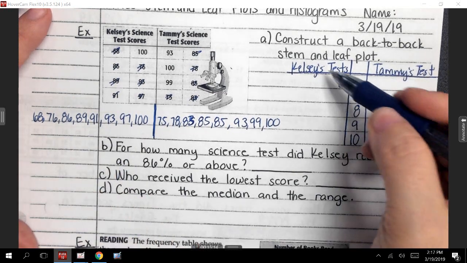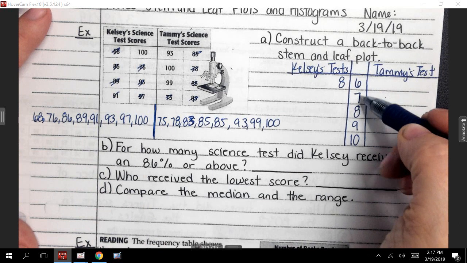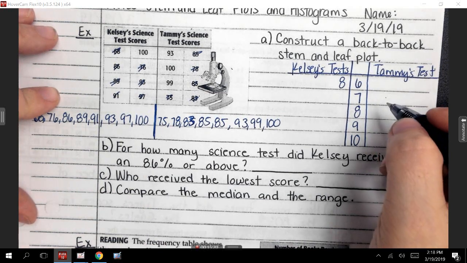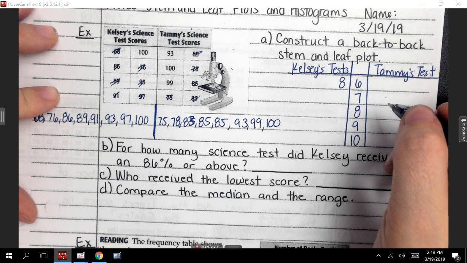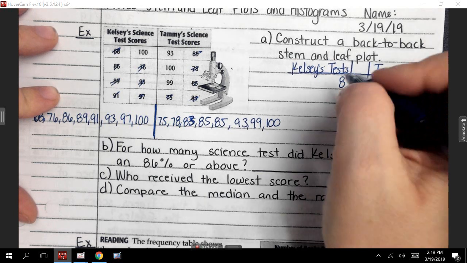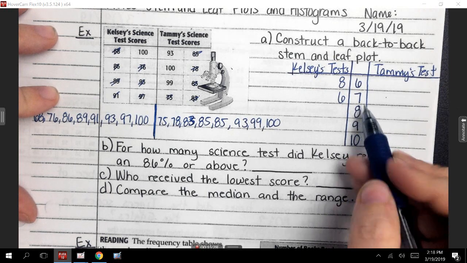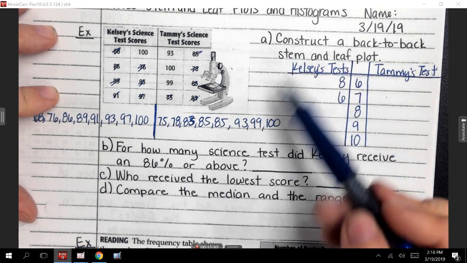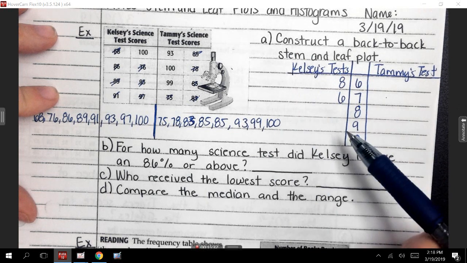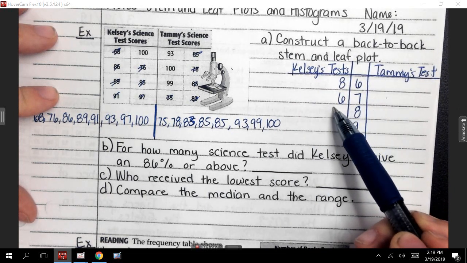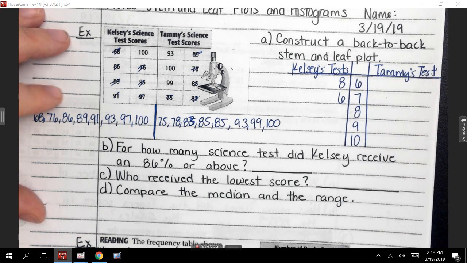No. All right, so I'm looking at Kelsey's test. Now I'm looking for numbers that start with a 7. Joelle? 76. So which part is my leaf? The 6. So the only thing I'm writing down is the 6 because we already have the 7. Do you see how Kelsey's the one facing backwards? So when I read it, I've got to read it backwards. 68. 76. What needs to go by my 8? What leaves do I need for my 8s?